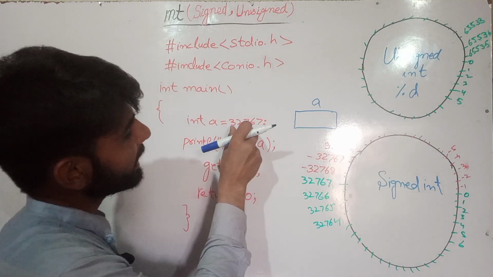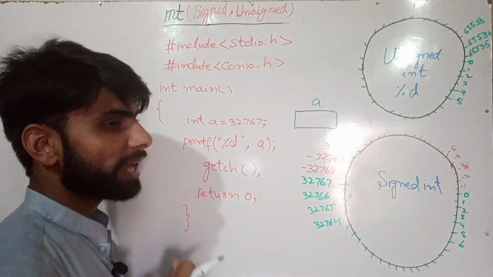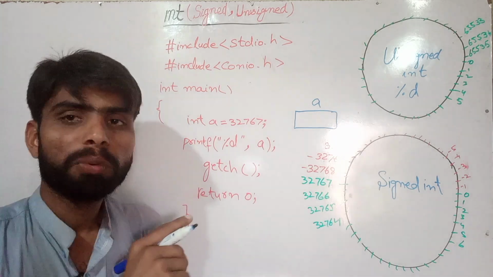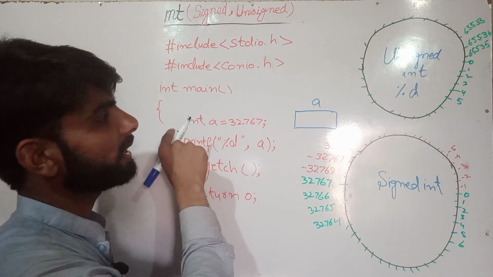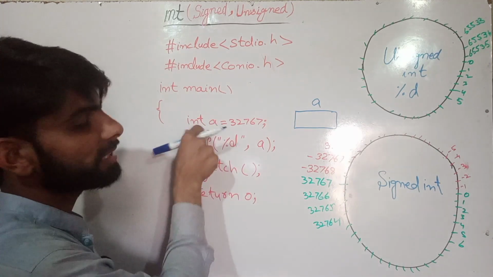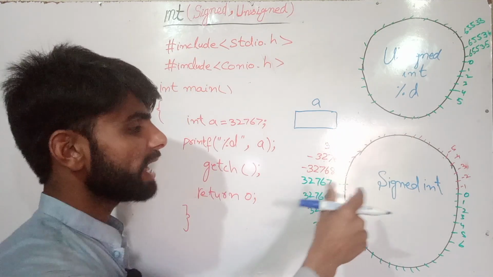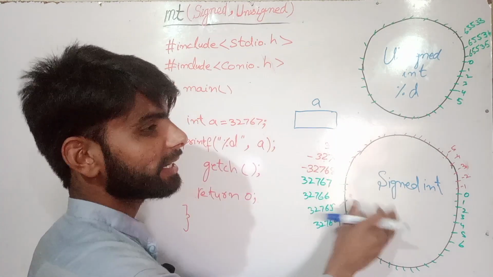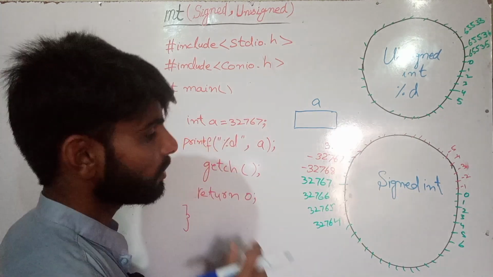First of all, the compiler will check whether this value is in the range of int. When we write int, int can take both negative and positive values, so here we will not specify unsigned int or signed int. When we write int, that means int can take both positive and negative values. So the compiler will check that this value comes in that range.